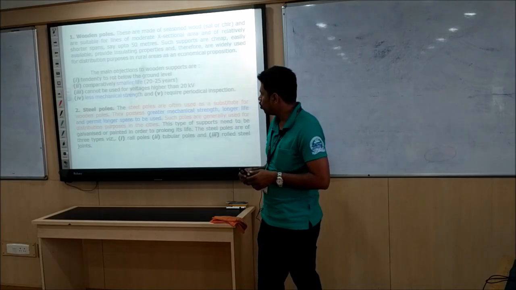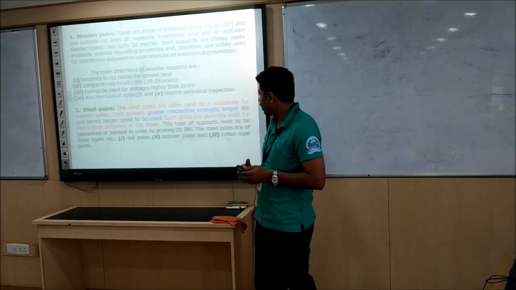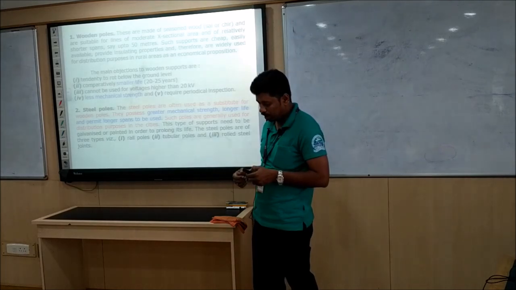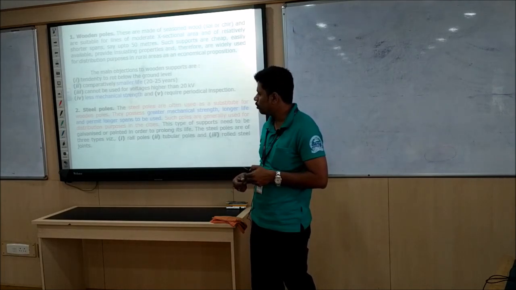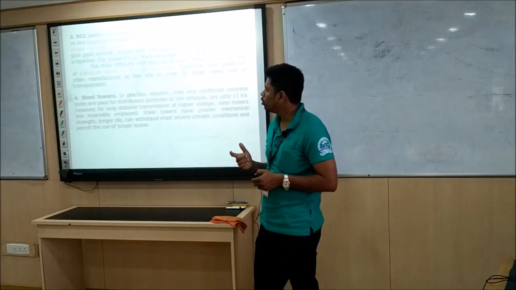Then we went for steel poles. Steel poles are often used as a substitute for wooden poles. They possess greater mechanical strength, longer life, and permit longer spans to be used. Such poles are generally used for distribution purposes. Here also a corrosion problem will be there in steel poles. So that is why we go for RCC poles, reinforced cement concrete poles.